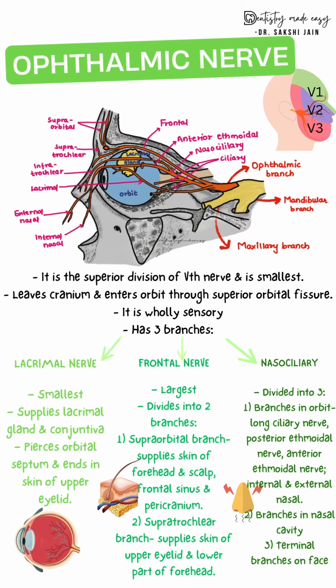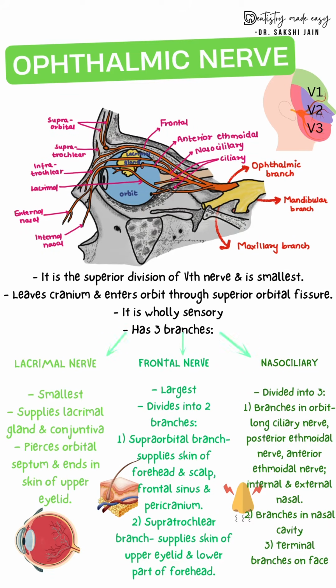So, the ophthalmic nerve. It is the superior division and the smallest, and it leaves the skull through the superior orbital fissure and it is completely sensory. It has three main branches, that is the lacrimal nerve, frontal nerve and nasociliary nerve. The lacrimal nerve is the smallest and it supplies the lacrimal gland and conjunctiva. The frontal nerve is divided into two branches, that is supraorbital and supratrochlear.